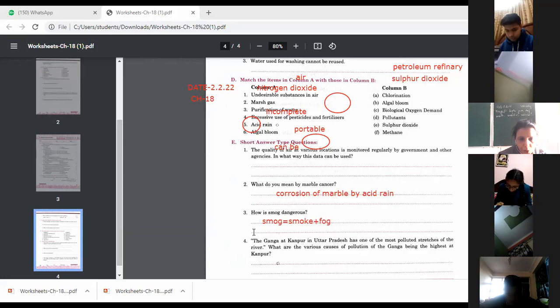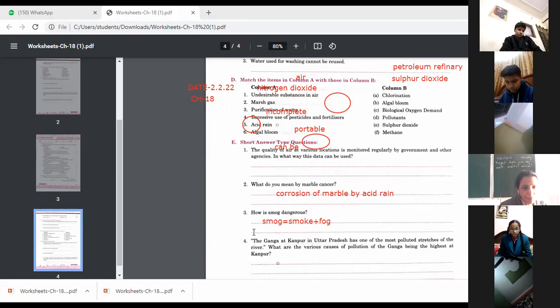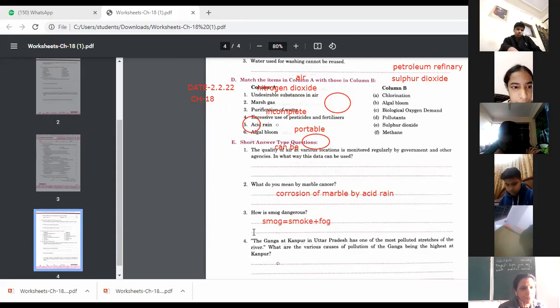Next, question number 4. Ganga at Kanpur in Uttar Pradesh has one of the most polluted stretches of the river. What are the various causes of pollution of Ganga being the highest at Kanpur? So the Ganga river at Kanpur is at the highest risk, it is the most polluted river, especially in that stretch. So what can be the reason? Children, this question may be from 2 marks till 5 marks. It can need more explanation. Various causes have been asked, so it is better to give the answer in points. That will be the better option. Give one point, one answer.